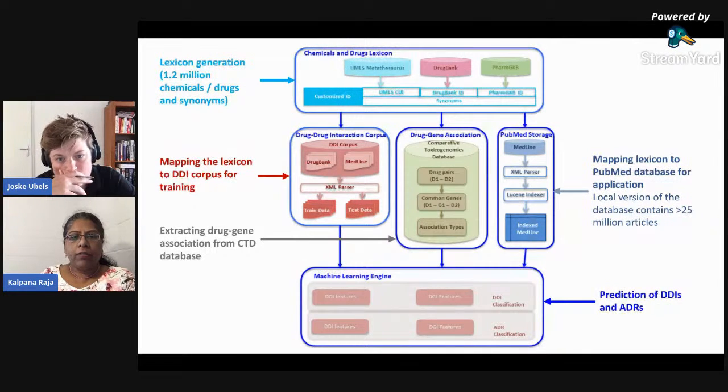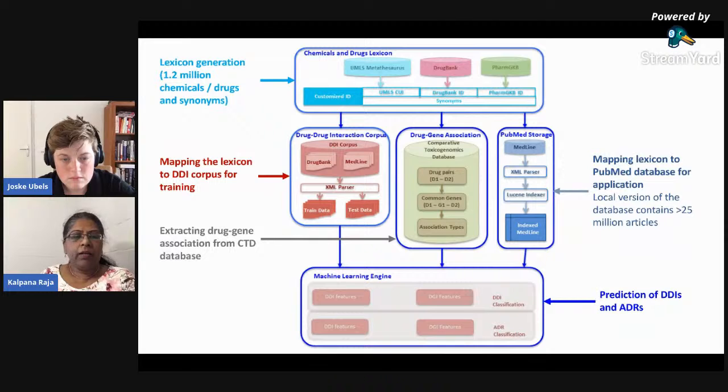For drug-gene association, we used the Comparative Toxicogenomics Database. So we got the drug pairs, the common genes, and the association types from this resource. So finally, we gave all the resources to the machine learning engine. First, we trained the model using the training data from the drug-drug interaction corpus.